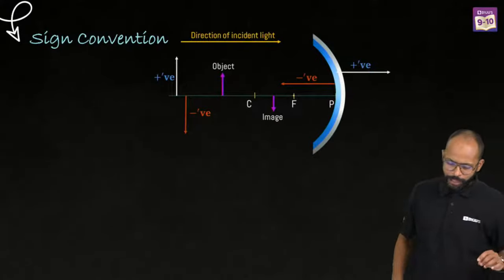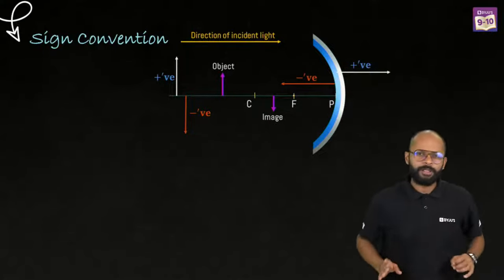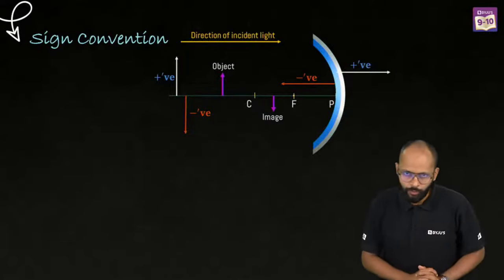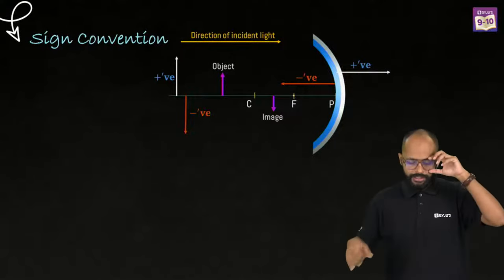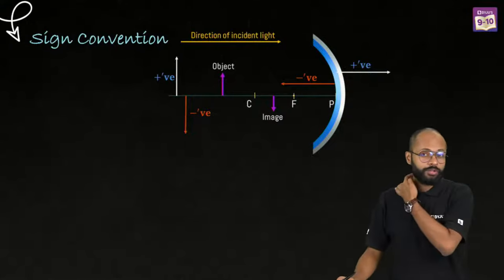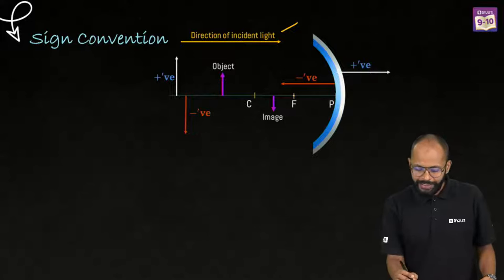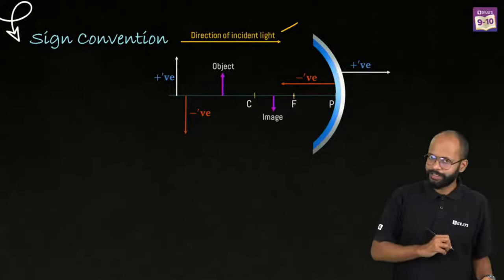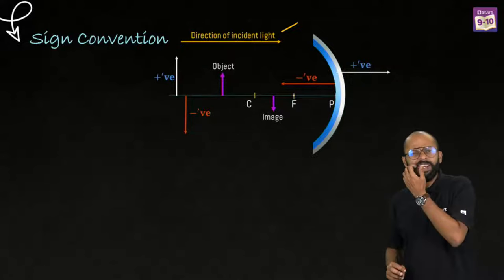Wider field of view, very good. Large field of view. Now listen everybody, this is the place where many people become confused: the sign convention. Sir, we do numericals and our answers come wrong. So listen to me. Sign convention is very important, and I have told you this many times. Right side is positive, left side is negative. Up is positive, down is negative. We call it the Cartesian coordinate system.